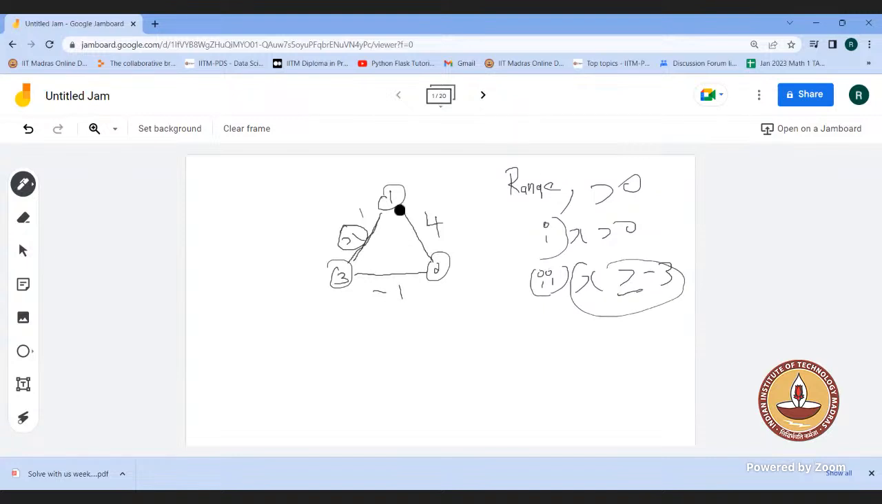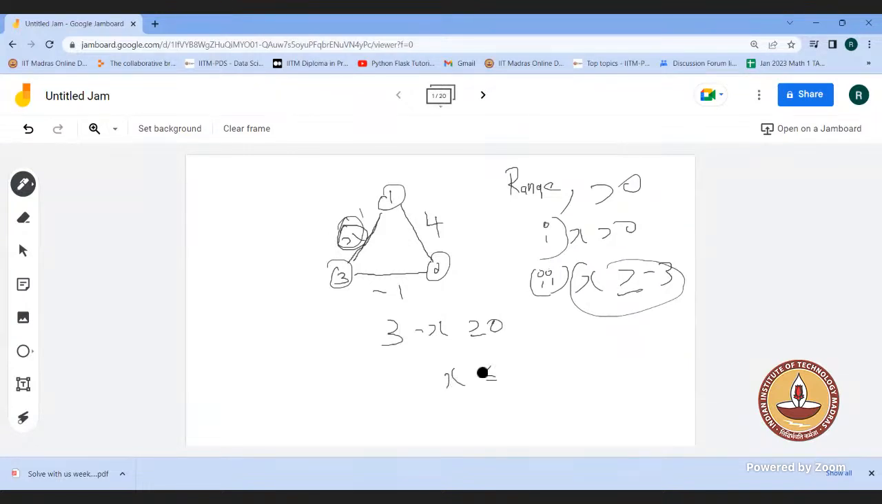That will be the correct answer, because if you come from 1 to 2 and 2 to 3, this edge weight would be 3. But if you go from 3 to 1, this can be negative also. So 3 plus x should be greater than or equal to 0, so it can't form a negative cycle. There is no upper bound.